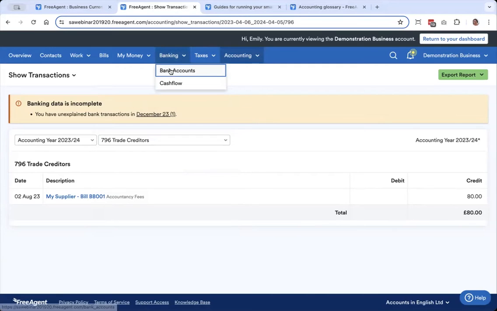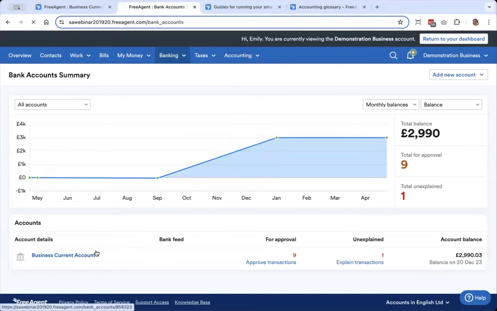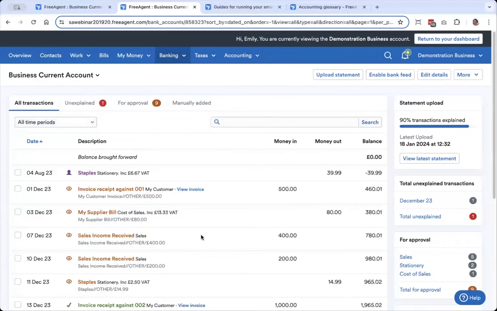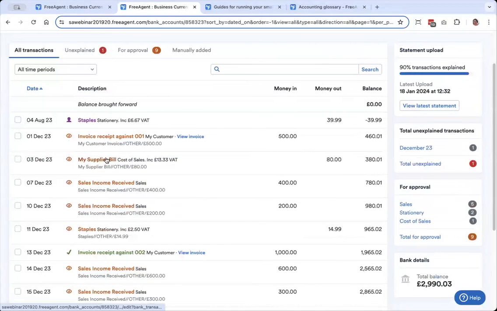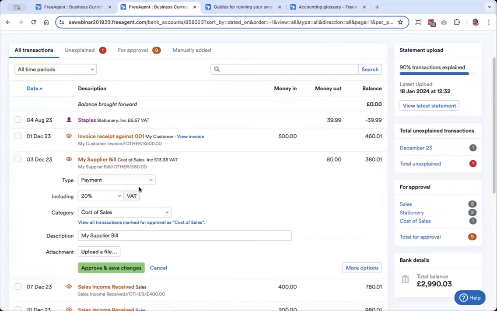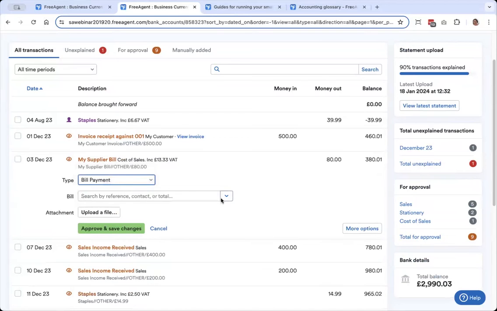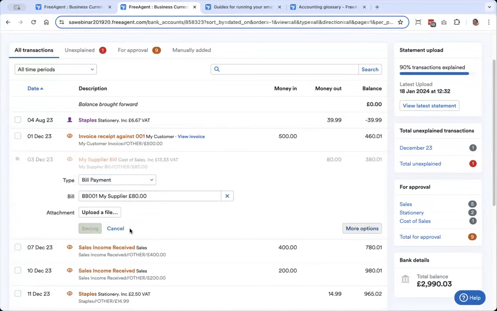When that bill gets settled, if I go back to my bank account and go back to all time periods for my transactions, there's a payment. FreeAgent has guessed that it belongs in cost of sales. This one actually doesn't. So I'm not just going to approve and save the changes that FreeAgent suggested for me. I'm going to say this is a bill payment, and I'm going to say it's a payment for that bill there. Save changes.